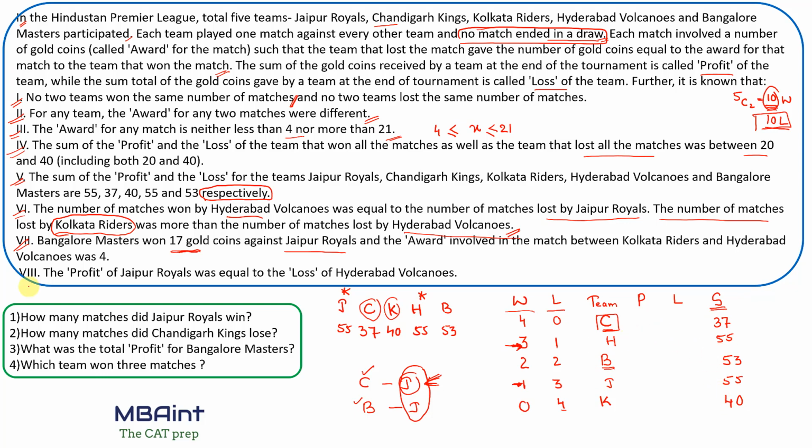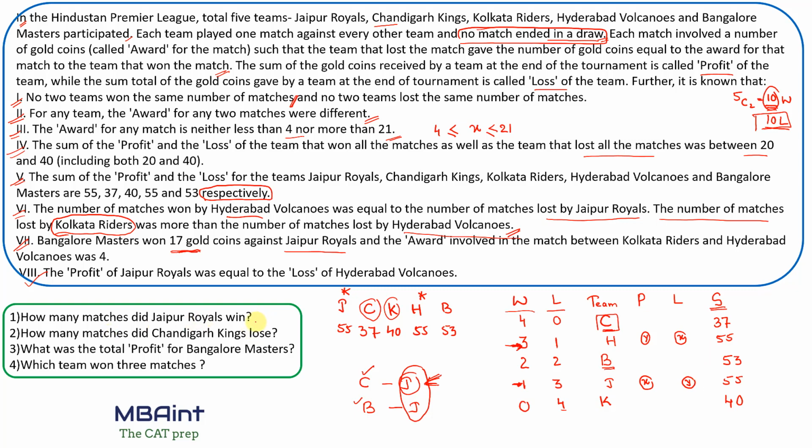Further, it is saying that the profit of Jaipur Royals was equal to the loss of Hyderabad Volcanoes. So the profit of Jaipur Royals, if we take this number as X, is equal to the loss of Hyderabad Volcanoes. So this X and this X are the same, and in fact their total summation is the same. So if this is Y, this would be Y, right? Fine. Now let's see what questions we can answer as of now.